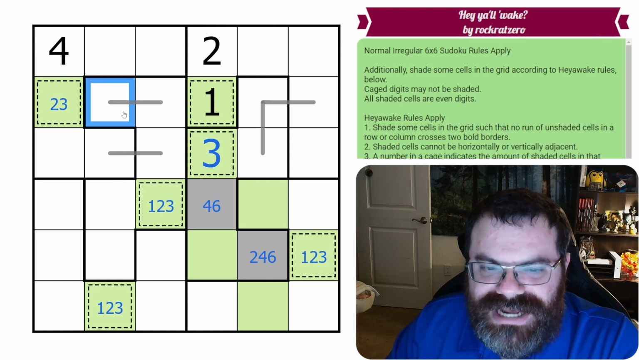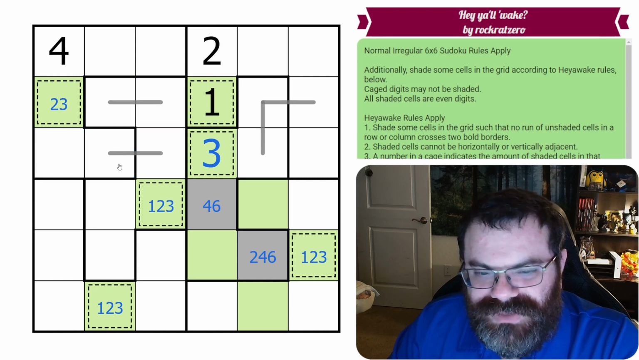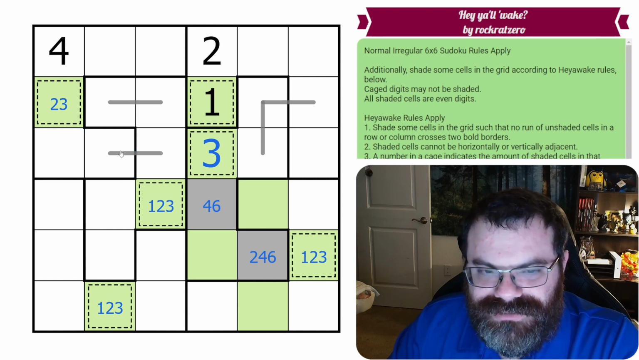But they're going to have to go diagonally, right? Because I can't do orthogonally. So either these 2 are shaded, and they're in the same region as each other, or these two are shaded and they're in different regions. Not immediately clear how to resolve that, though. Let's see.